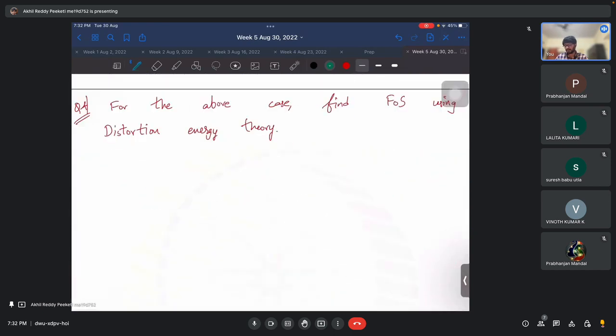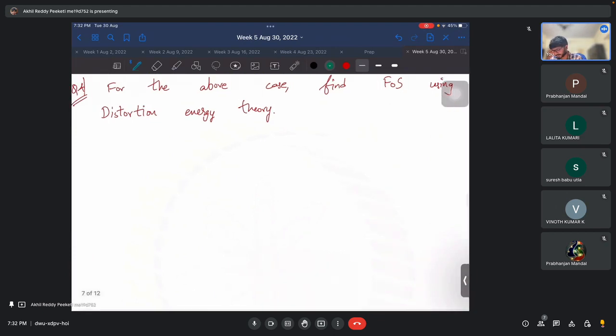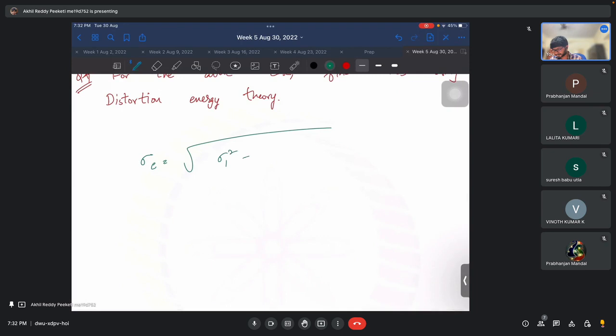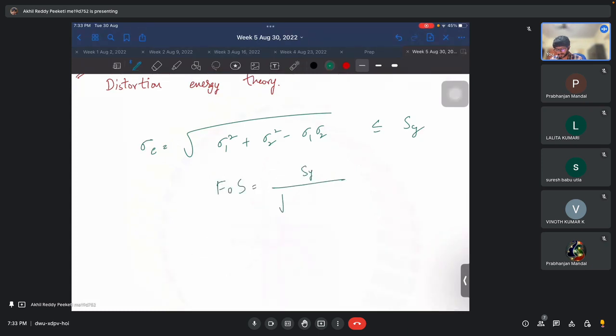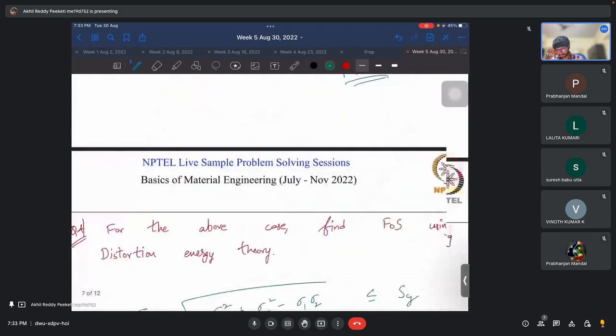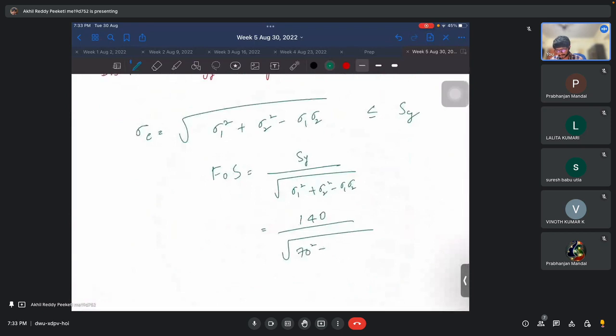So for the above case, now we need to find the factor of safety using distortion energy theory. So what would be the distortion energy theory's effective stress? Can anyone tell me if you know the formula? This is it, right? So this should be less than or equal to yield strength. Then the factor of safety would be Sy by root over sigma 1 square plus sigma 2 square minus sigma 1 sigma 2. So here 140 by root over, our components are 70 and 10. So 70 square plus 10 square minus 70 into 10. So whatever this gives.